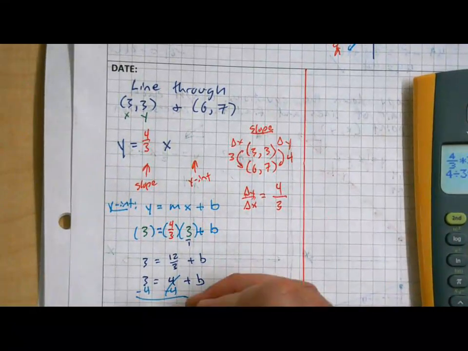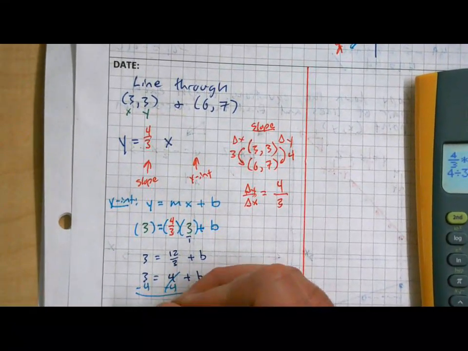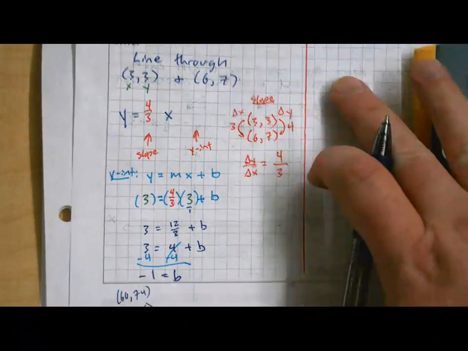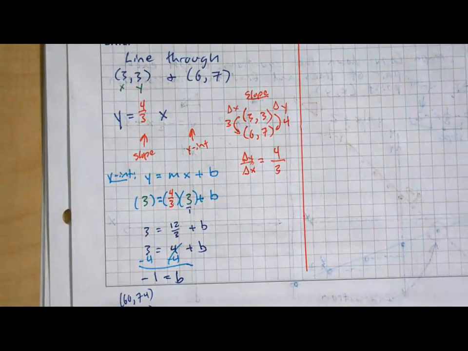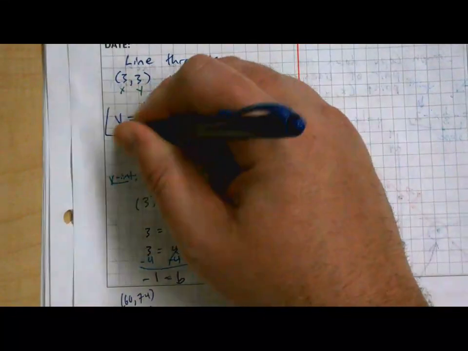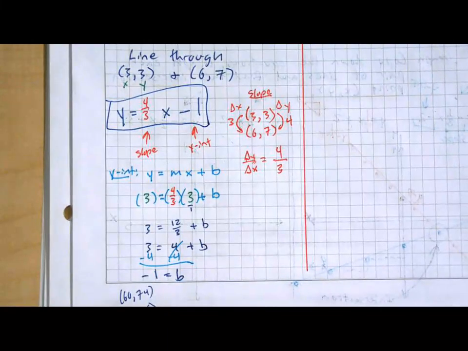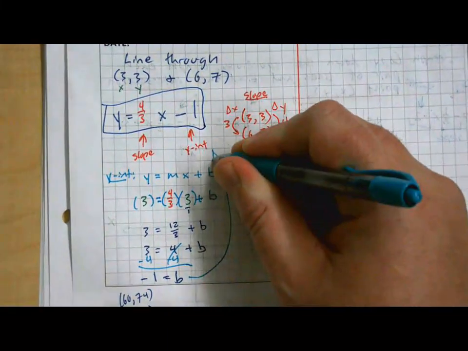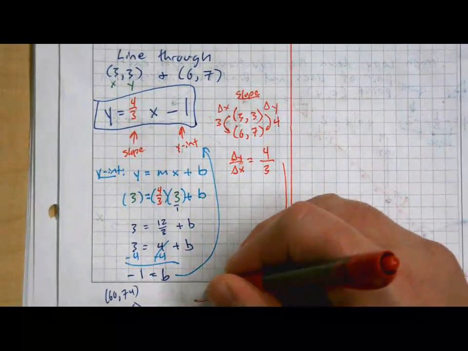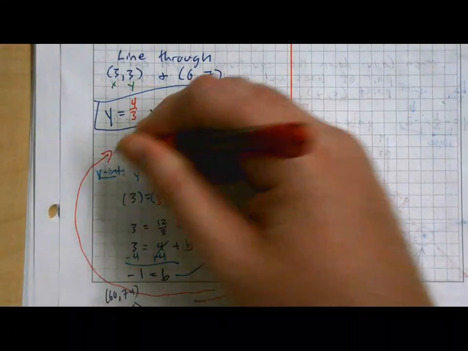And now just b is left over here. B equals 3 minus 4 is negative 1. And we got it. So b is negative 1, so we come back up here and we put a minus 1 at the end, and that gives us our final answer. So this work gave us the y-intercept, and this work here gave us our slope.